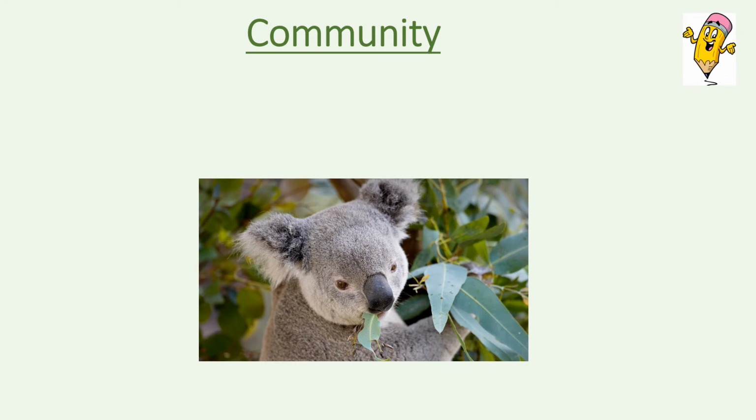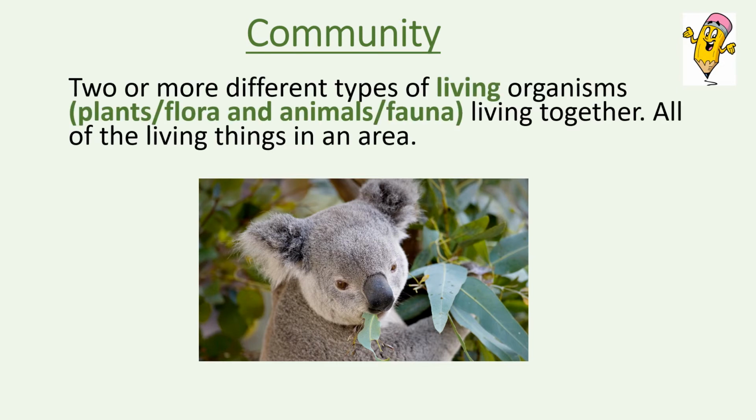Community is another word that you need to know. So try to pause the video and come up with a definition of community before I go over the answer. So the answer is that communities are two or more different types of living organisms. So living organisms are obviously your plants, which can also be called flora, and your animals, which can also be called fauna, living together. Okay, so basically a community is all of the living things in an area or system. So make sure you try to learn the word community.